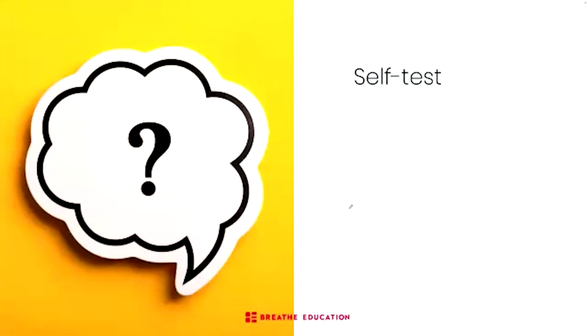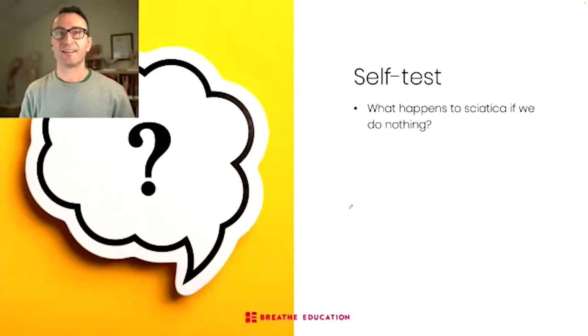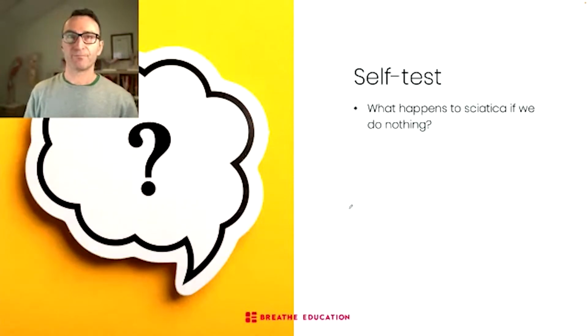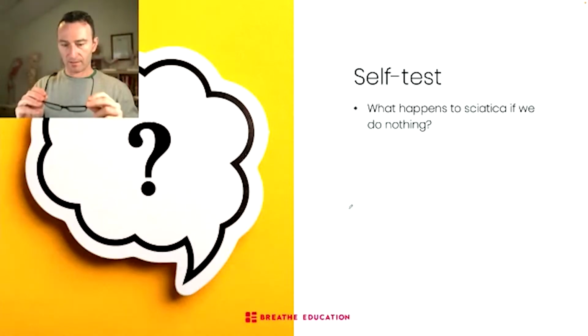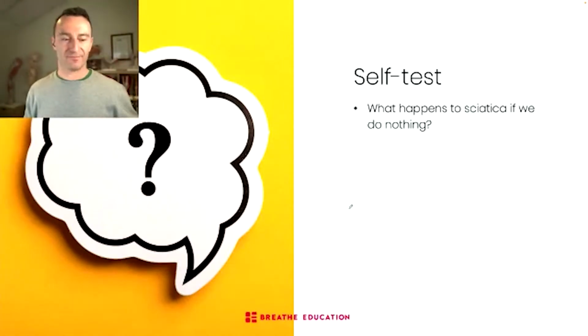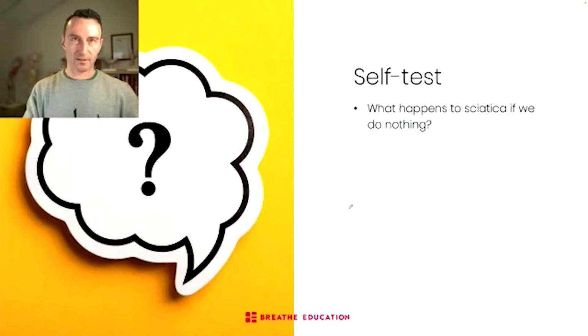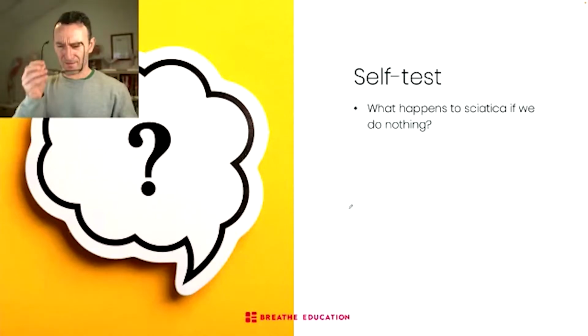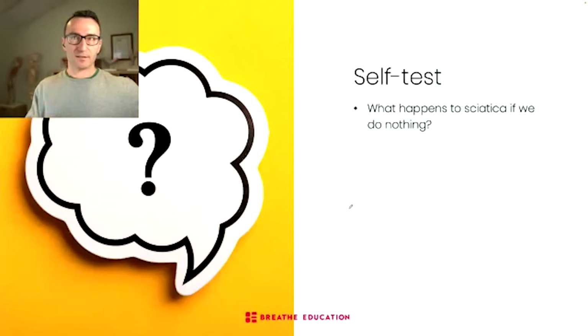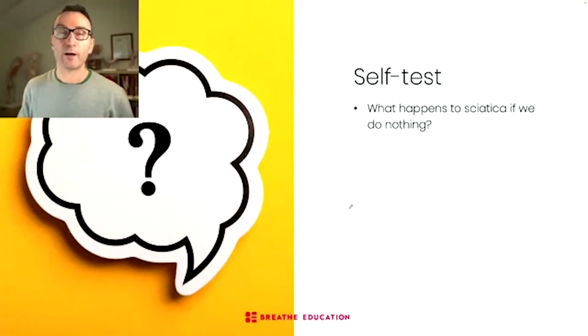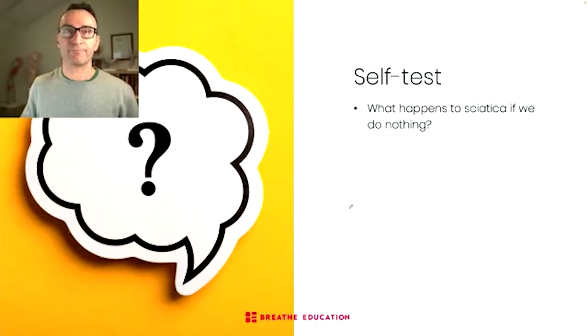All right, self-test. What happens to sciatica if we do nothing? That's called the natural history. What happens if we do nothing? And the answer is, for most people, 4 out of 5, it gets better all by itself.